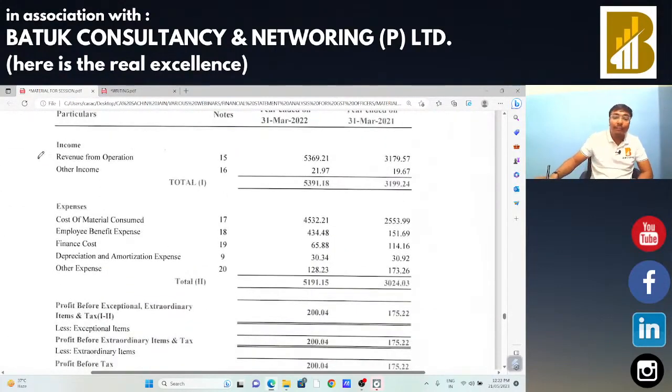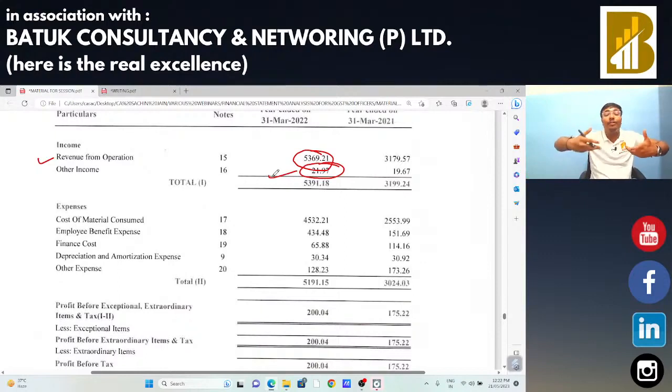Sir, revenue from operations is 5369. We are going to check the same from the GSTR 3B return and reconcile the same. Other income is also added, and we need to check that the GST has already been paid on that other income or not.